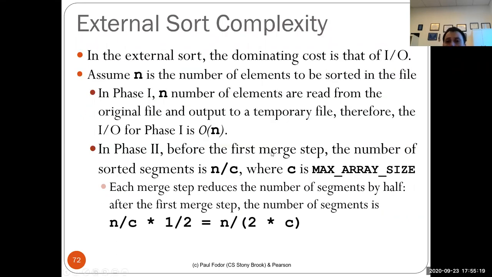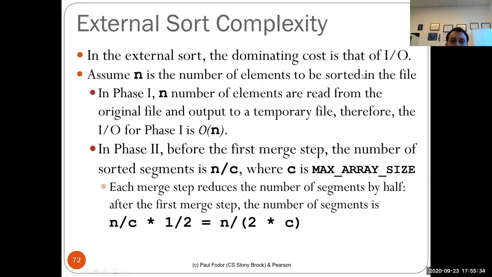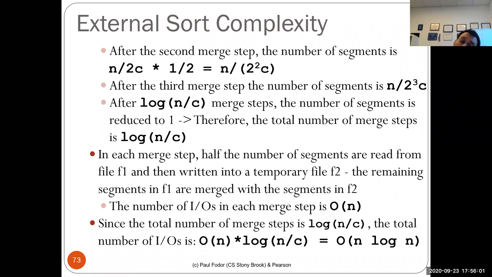In phase two, you have a number of initial segments which are sorted. Basically, N divided by C initial segments. C is the number of elements that we basically sorted in the first step. So now, if we have N divided by C segments, each merge step reduces the number of segments by half. So if you have N divided by C segments, you have N divided by C multiplied with one half number of segments in the next step. So N divided by two C. If you have N divided by two C segments in the previous step, in the next step, you will have N divided by two C multiplied with one over two, which is N divided by two squared C.